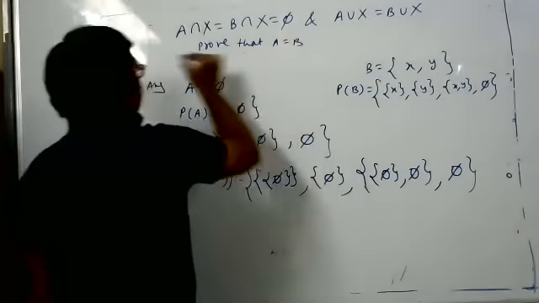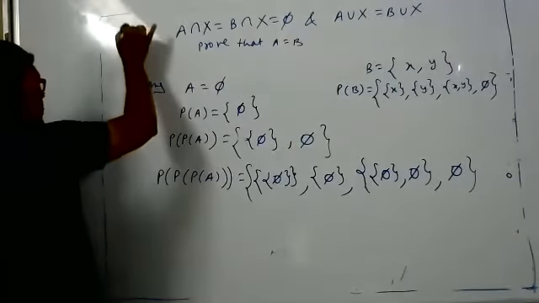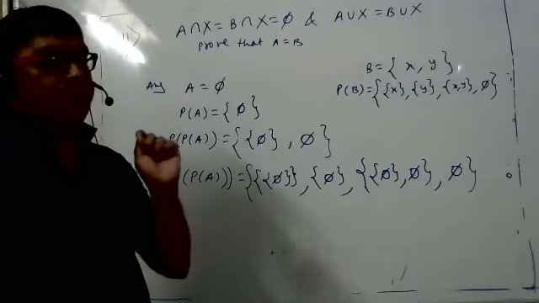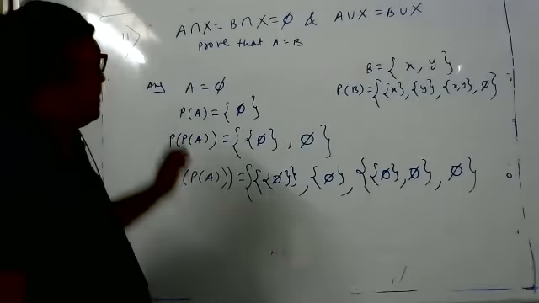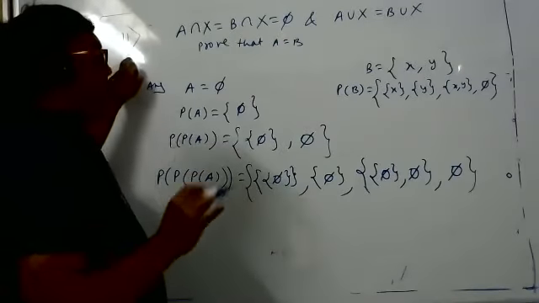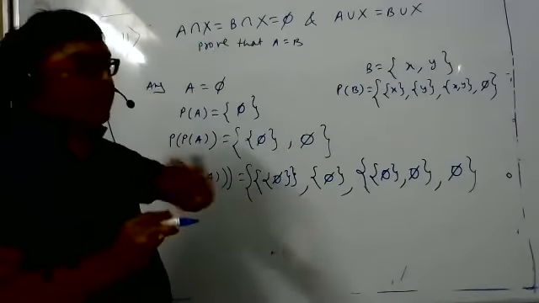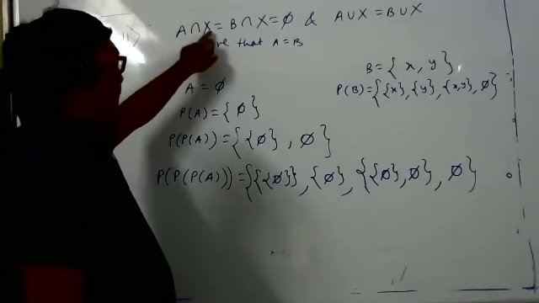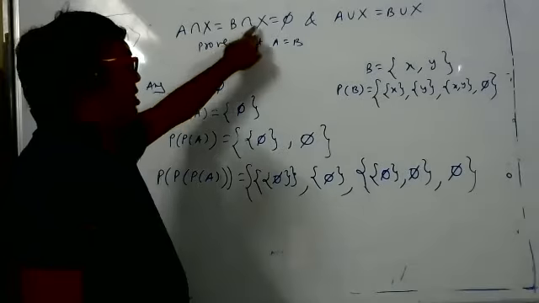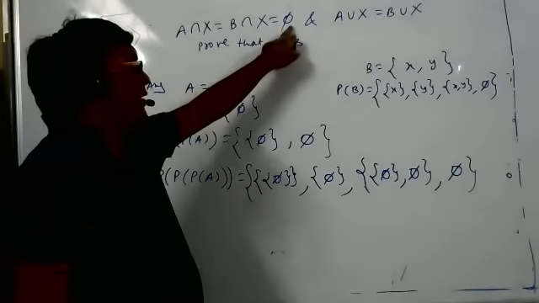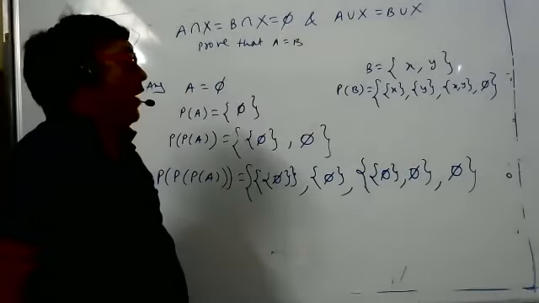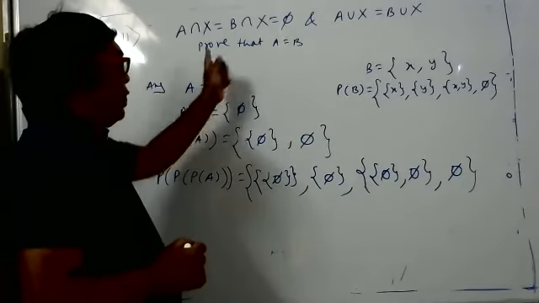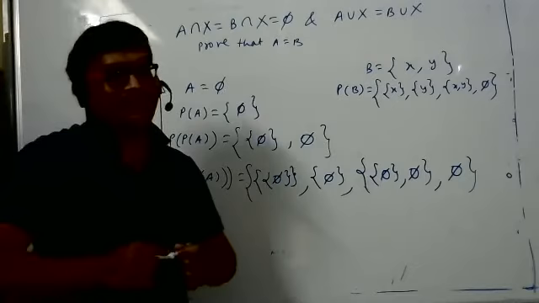Student, this is question number 11 of the NCERT textbook miscellaneous exercise. See the sum properly in the textbook. But this is the data: A intersection X is equal to B intersection X, both are equal to the null set, and A union X is equal to B union X. We have to prove A is equal to B.